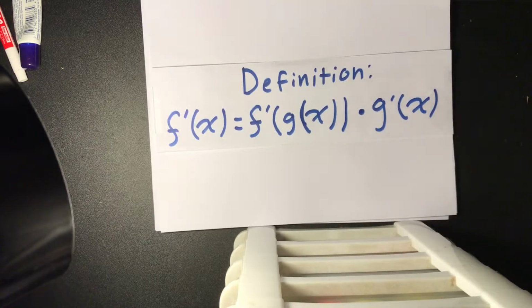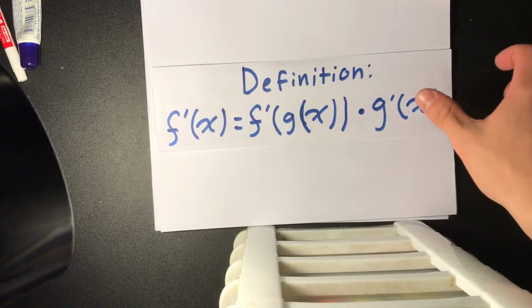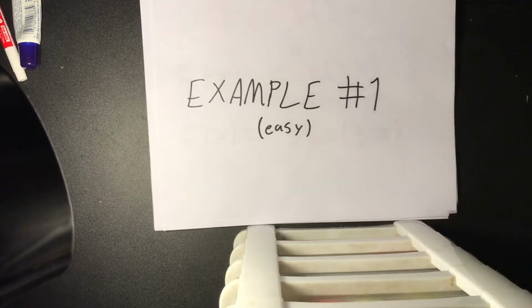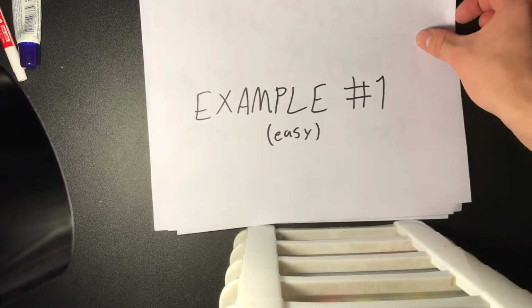The definition of the chain rule is the derivative of the outside argument being done on the inside argument times the derivative of the inside argument, depending on how many arguments you have in the equation. So example 1 is pretty easy.